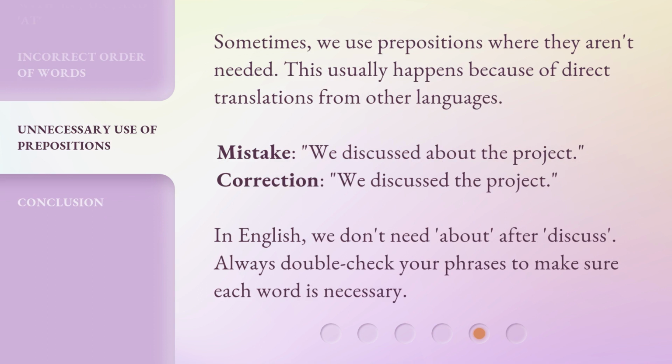Sometimes, we use prepositions where they aren't needed. This usually happens because of direct translations from other languages. Mistake: we discussed about the project. Correction: we discussed the project. In English, we don't need about after discuss. Always double-check your phrases to make sure each word is necessary.